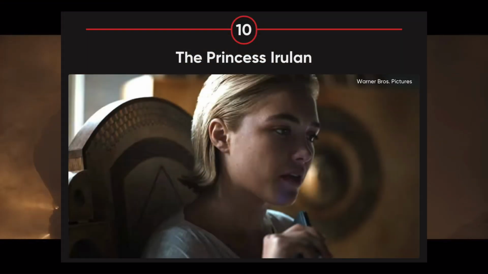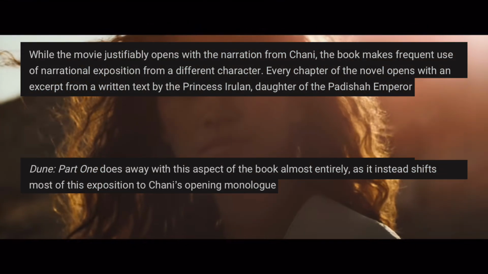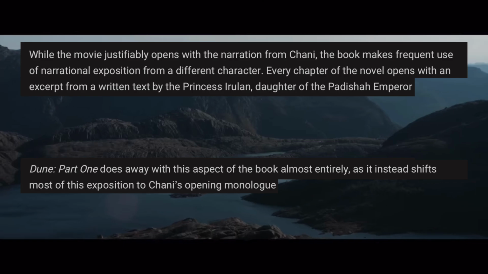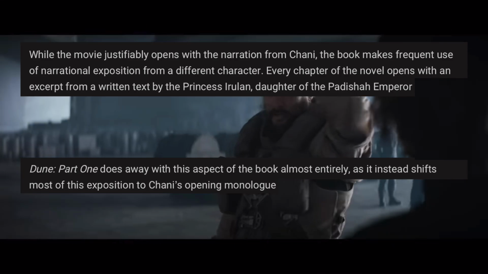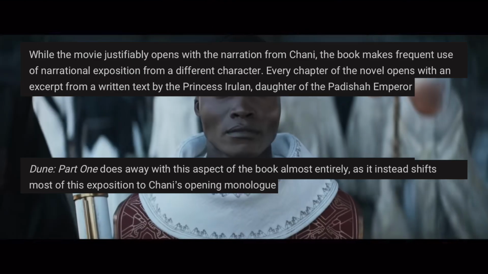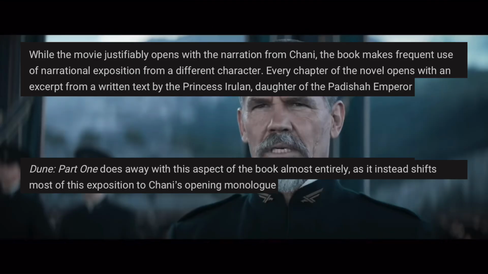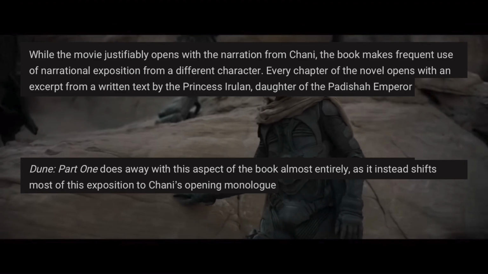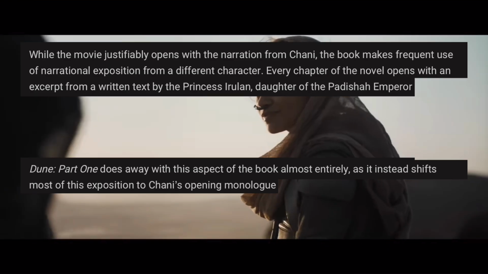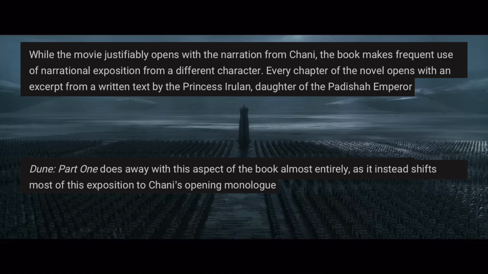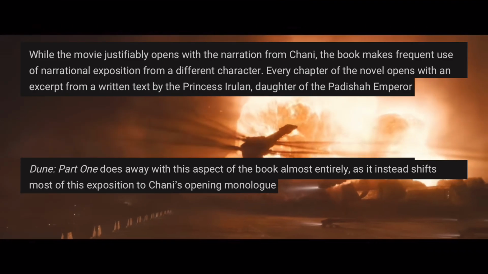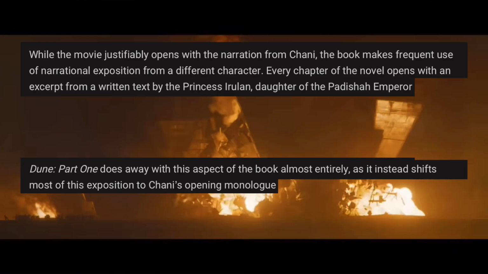Number 10, the Princess Irulan. While the movie opens with the narration from Chani, the book makes frequent use of narrational exposition from a different character. Every chapter of the novel opens with an excerpt from a written text by the Princess Irulan, daughter of the Emperor. Dune Part 1 does away with this aspect of the book almost entirely, as it instead shifts most of this exposition to Chani's opening monologue.